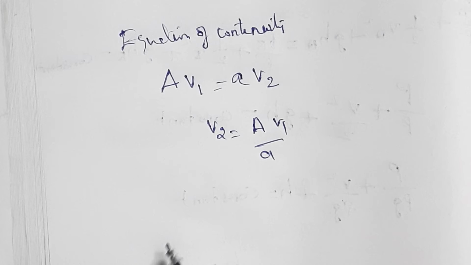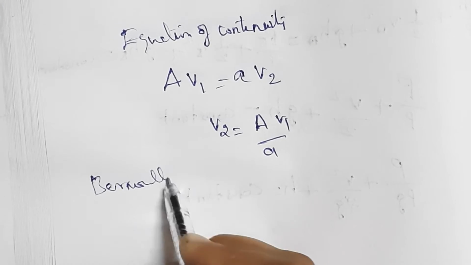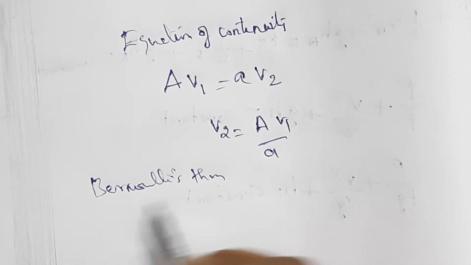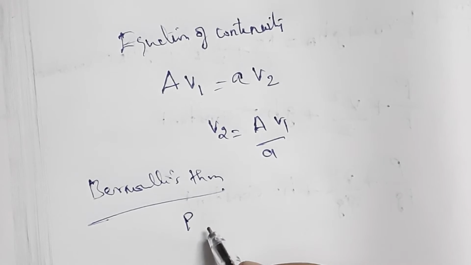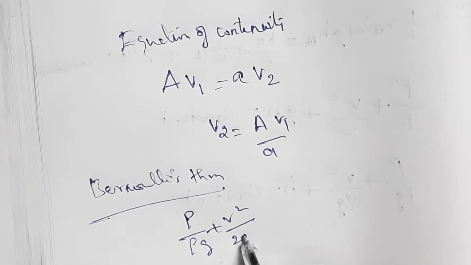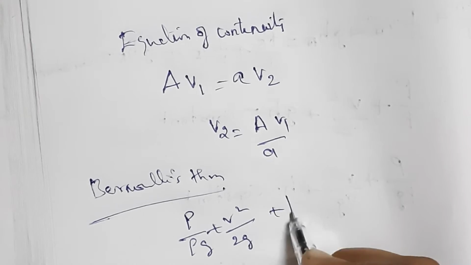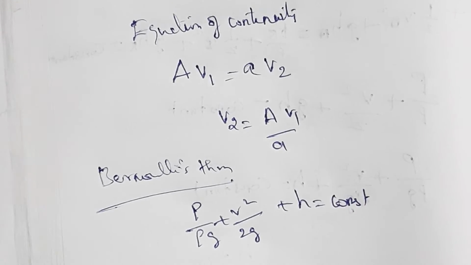What does Bernoulli's theorem say? According to Bernoulli's theorem, P by rho g plus V square by 2g plus H is equal to constant. This is Bernoulli's theorem. Am I right?